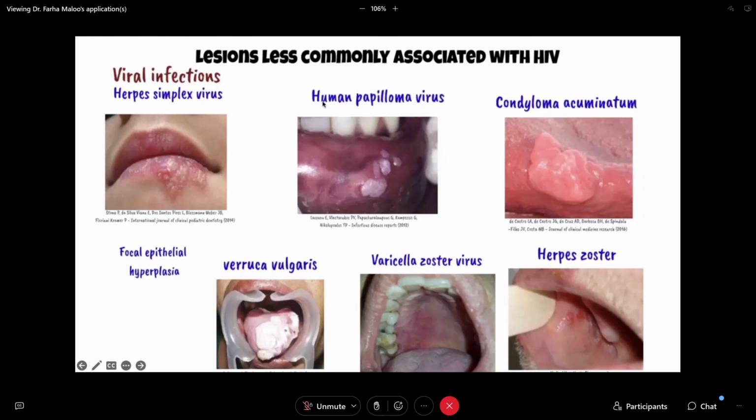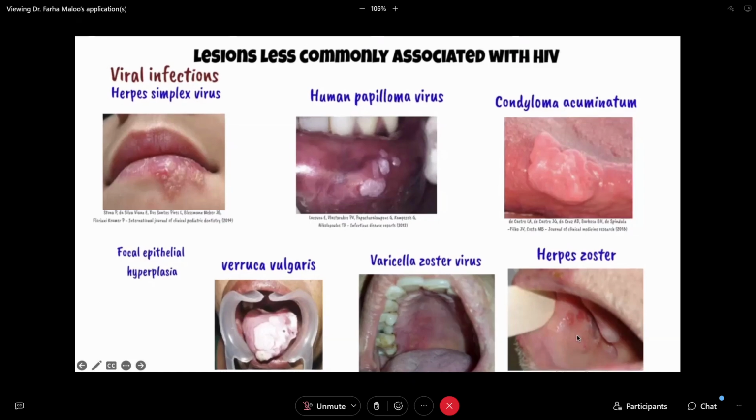The human papilloma virus again can cause blisters with white plaques, especially on the labial mucosa. Condyloma acuminatum produces wart-like lesions in the mucosal surfaces. Verruca vulgaris is characterized by fungating cauliflower-like lesions on the tongue. The herpes zoster or the varicella zoster virus produces reddish plaques and mucosal ulcers in HIV patients.